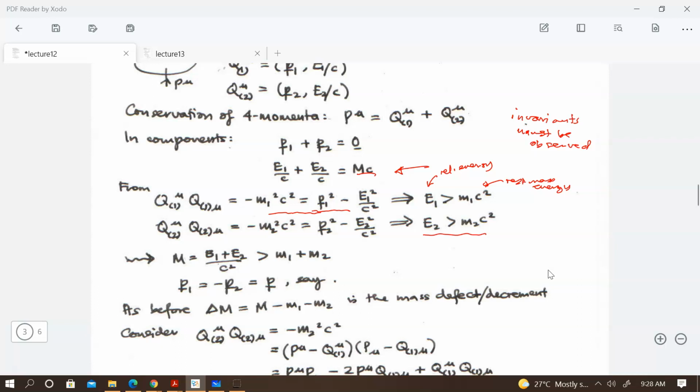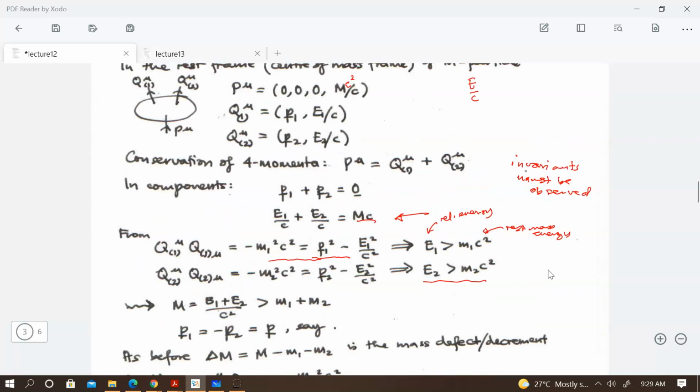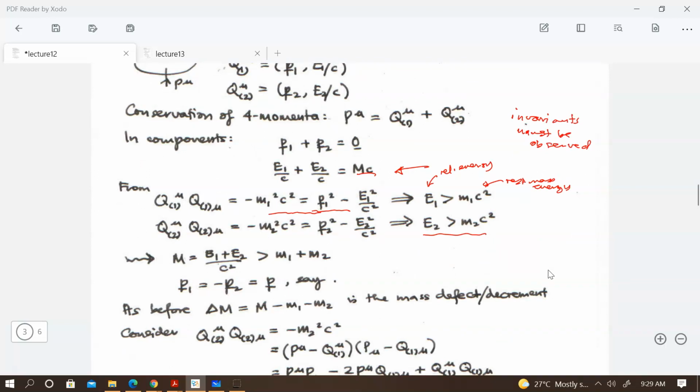So if one remembers that, you can actually write your capital M. Remember earlier we had this, right? So I can rewrite this as follows. Write capital M, so I bring the C onto the other side, so I get E1 plus E2 on C squared. Okay, and if you look at this, here I can write this as E1 on C squared greater than M1, and so on and so forth. So this E1 plus E2 on C squared, which is equal to M, is greater than M1 plus M2. Okay, so that's the first information that we have.